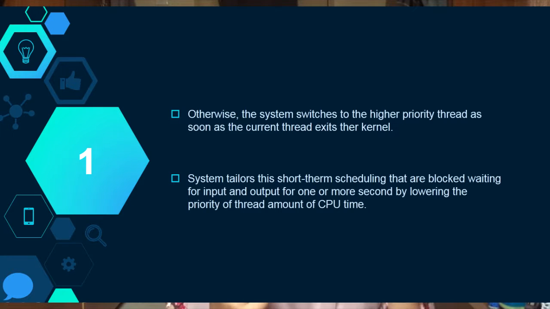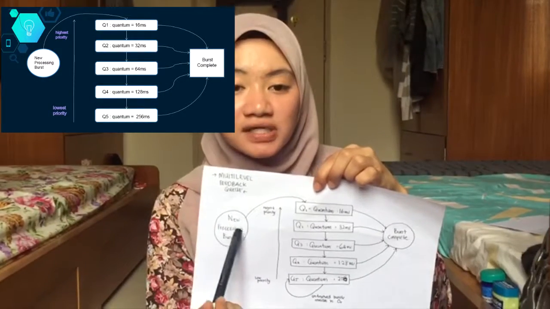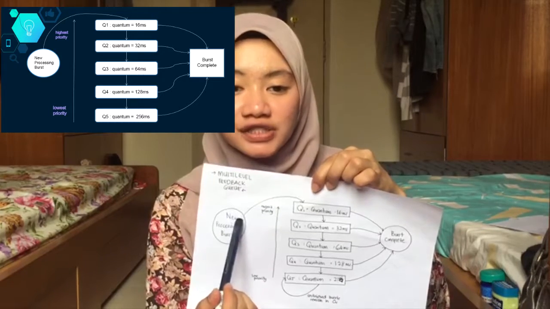When a running thread attains a higher priority, the system switches to it immediately. Otherwise, the system switches to the higher priority thread as soon as the current thread exits the kernel. The system tailors this short-term scheduling by raising the priority of threads that are blocked waiting for input and output for 1 or more seconds, and lowering the priority of threads that use large amounts of CPU time. So, a new processing burst is ready in the queue for CPU execution.